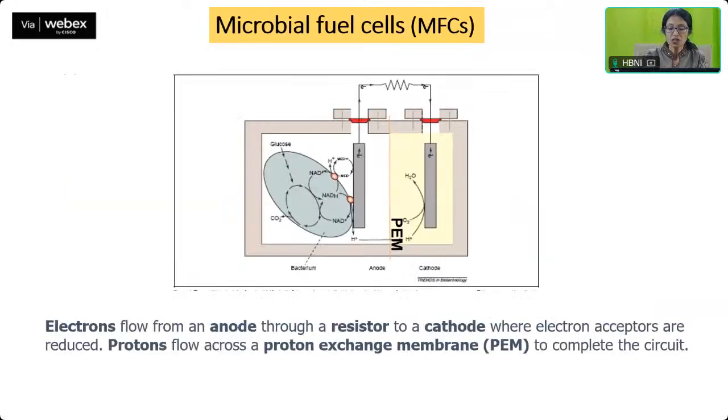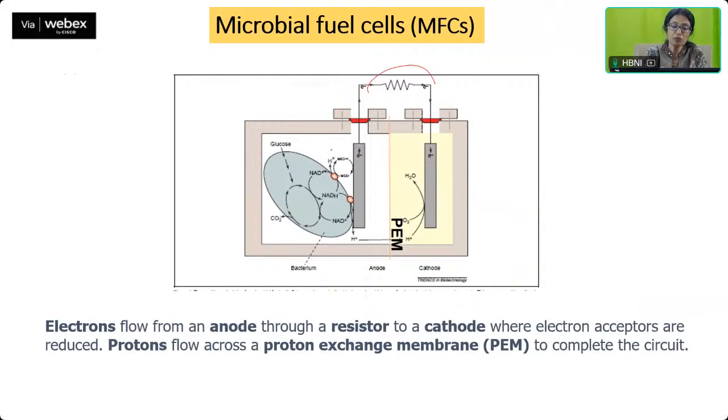So how do you do it? You have this entire cycle over here with this glucose and with this bacteria working over here. You have an anode and you also have a cathode, and you have a proton exchange membrane over here. The electrons are flowing from an anode through a resistor, as you can see over here, to a cathode where electron acceptors are reduced, and the proton flows across the proton exchange membrane and it completes this entire circuit. So this is how you have the microbial fuel cell.